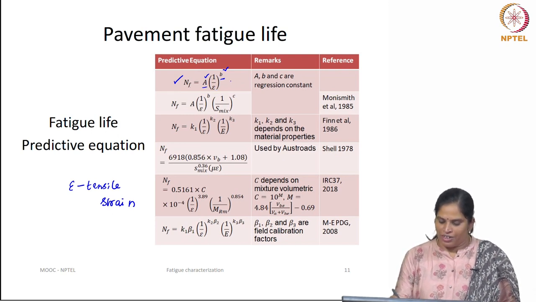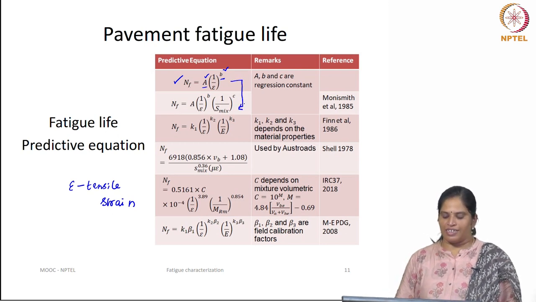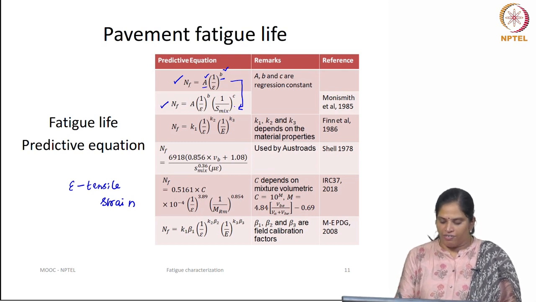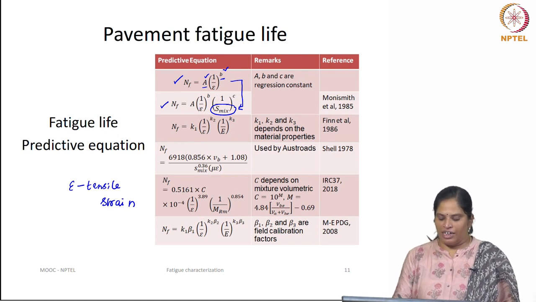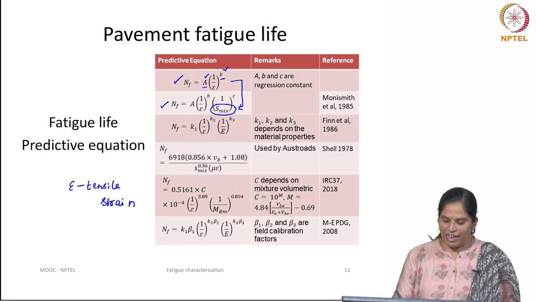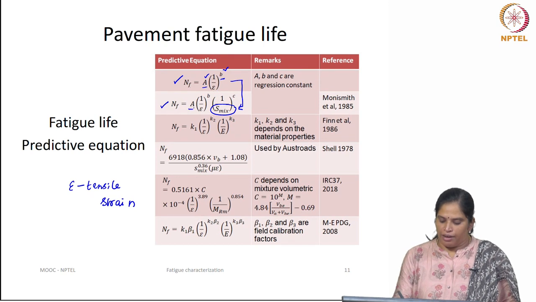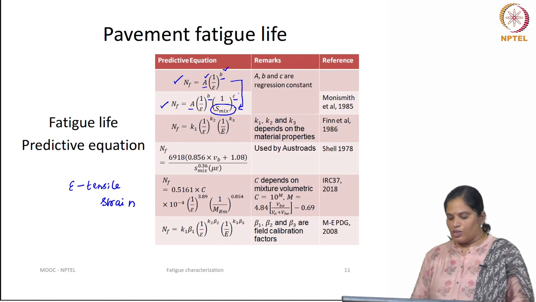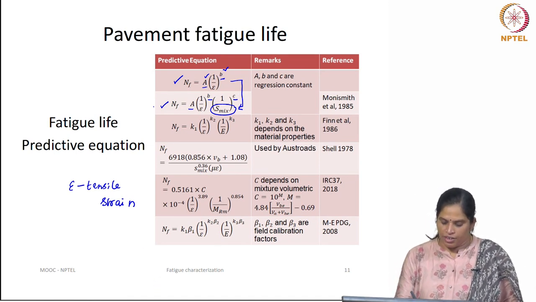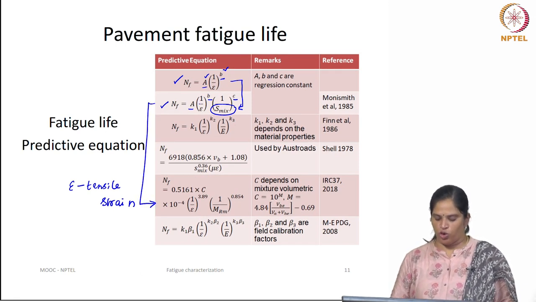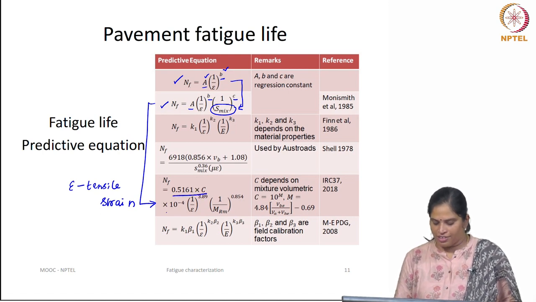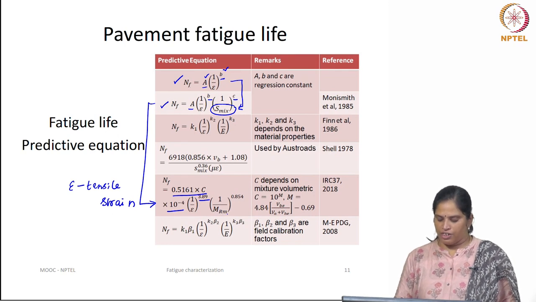Over a period of time, this equation has been modified to a second equation, where NF includes a material function, that is the stiffness of the mixture, S mix. Here again A, B and C are regression constants. If you look into the current IRC codal practice, the equation is of the same form, where A is a constant, 1 by strain with B equal to 3.89, and the stiffness of the mix is given in terms of the resilient modulus of the mix, MRM, to the power C. So this IRC equation is of the form given in the second row.